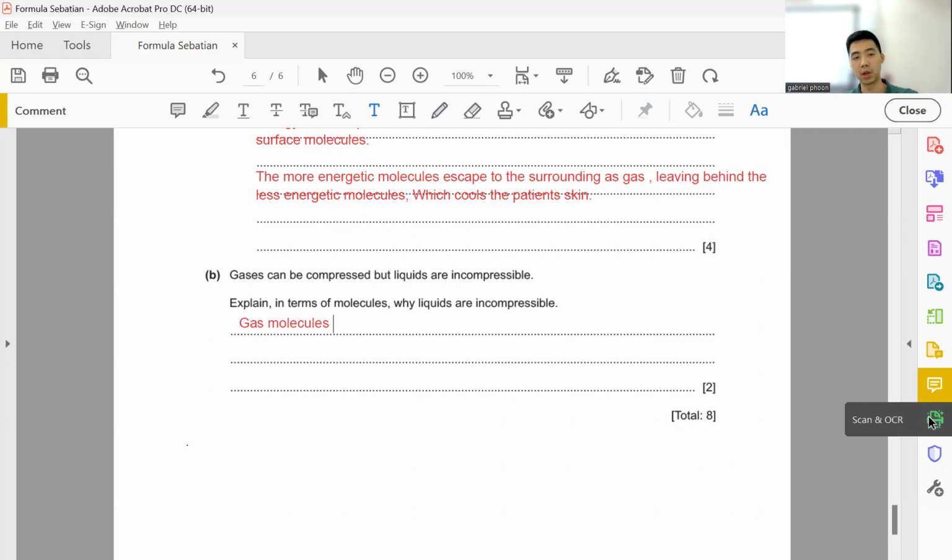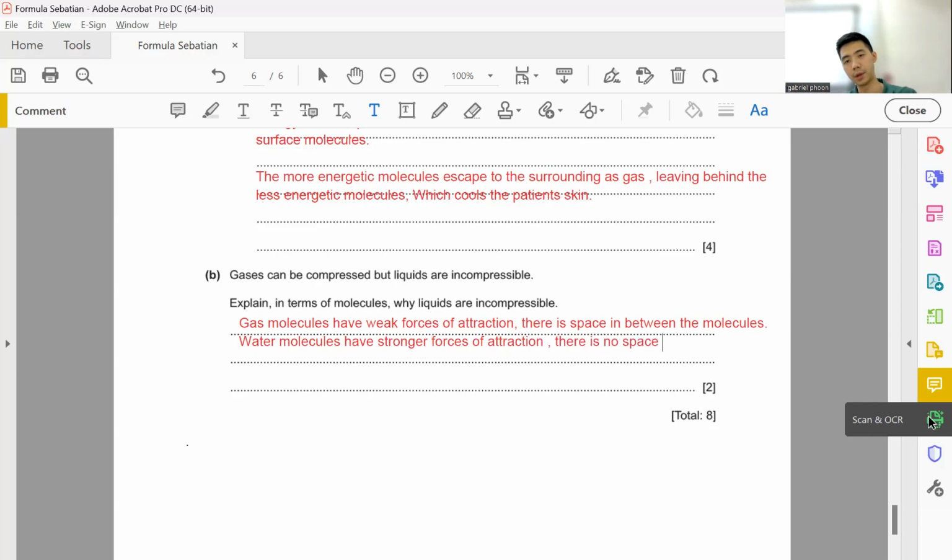Gas molecules have weak forces of attraction. There is space between molecules. The liquid molecules have stronger forces. No space.